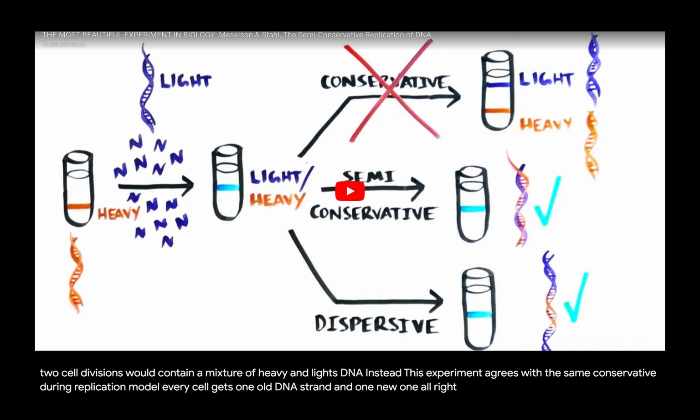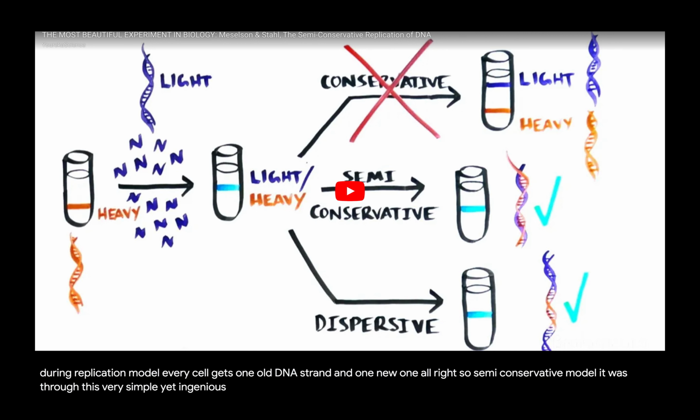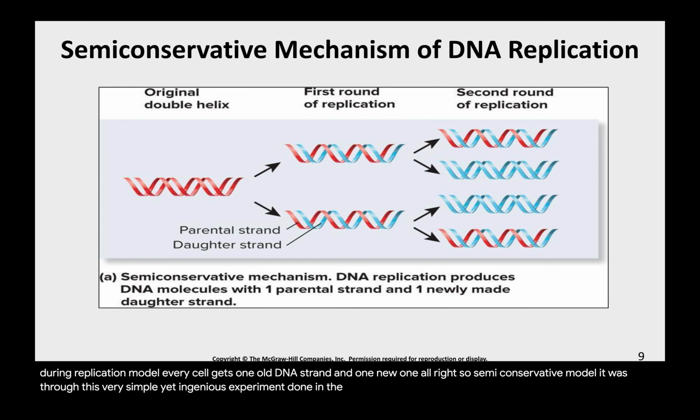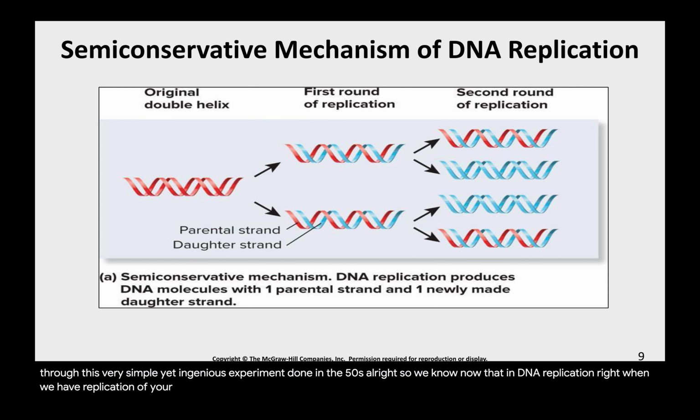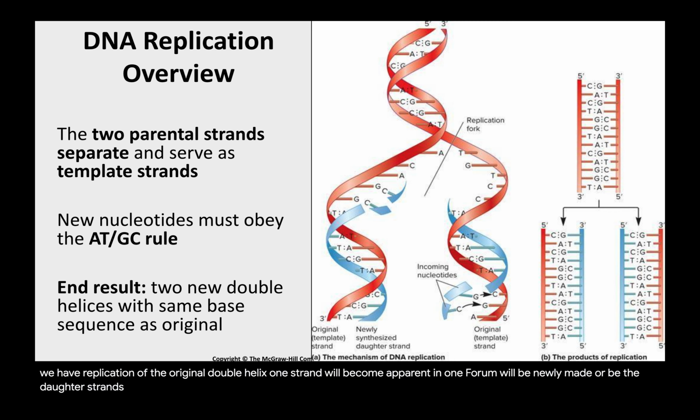All right, so it was the semi-conservative model, through this very simple yet ingenious experiment done in the 50s. So we know now that in DNA replication, when we have replication of the original double helix, one strand will be from the parent and one strand will be newly made, the daughter strand. All right, so let's walk through DNA replication. So overview, big picture here.